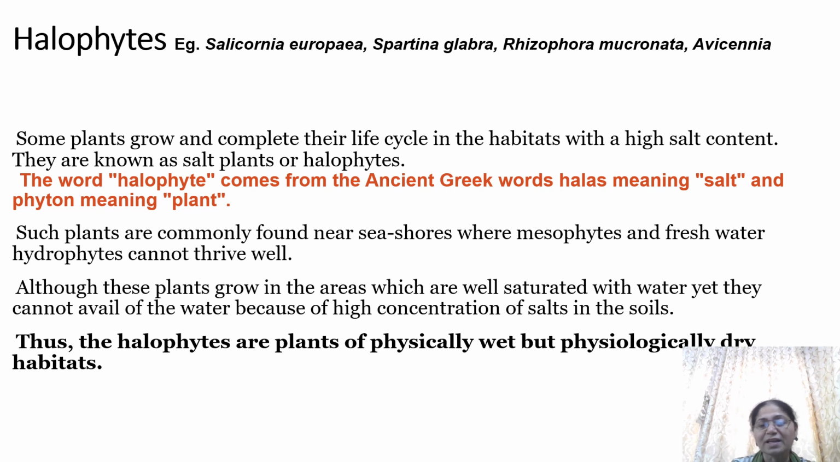So what do you think? Do they have a sufficient amount of water? Is there no deficiency of water for these plants? Of course there is. Although these plants are growing in a high amount of water, these plants cannot absorb that water. This means the water is not available for these plants. Why is it not available? Because the concentration of salt is very high in the soil.